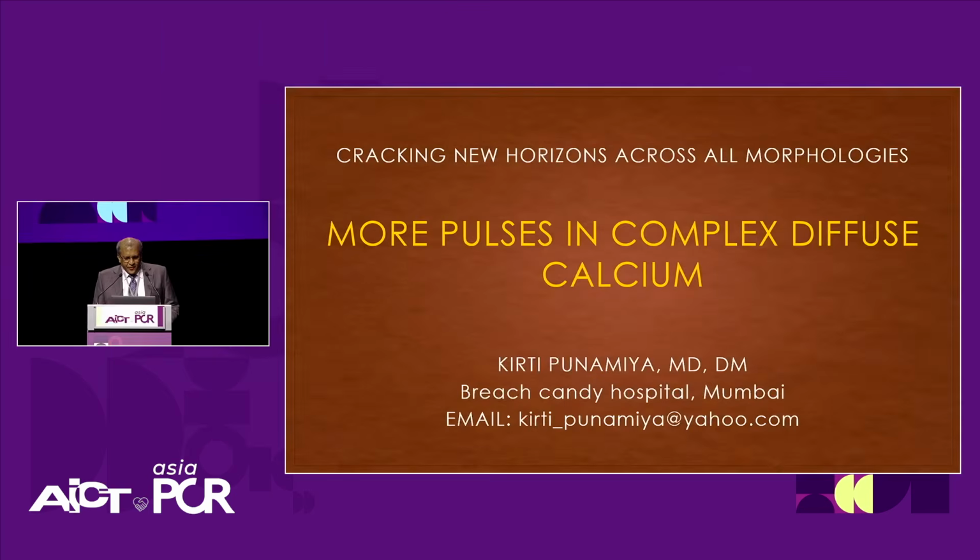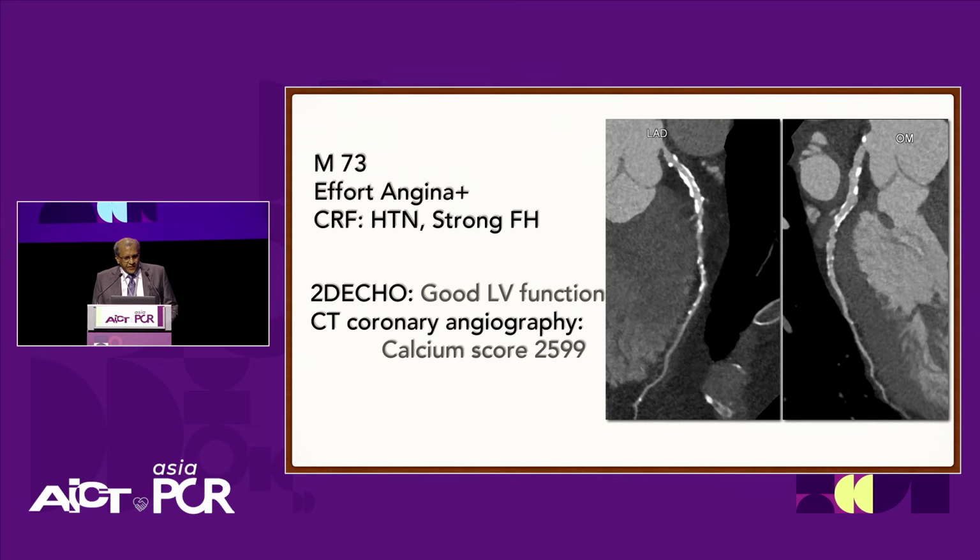I'm going to go straight into my case, which is a 73-year-old German with effort angina. Risk factors are hypertension and a strong family history. 2D echo is good. For me, imaging starts before we get to the cath lab, primarily with the CT. Our CT scans tell us the distribution of calcium, and almost before you go into the cath lab, you know pretty much what you're going to face and the tools that you might require to conquer that.